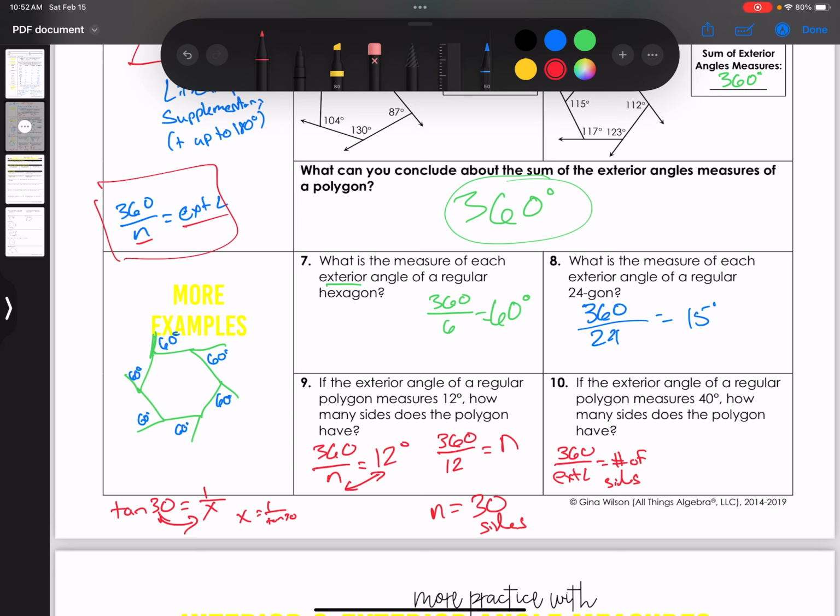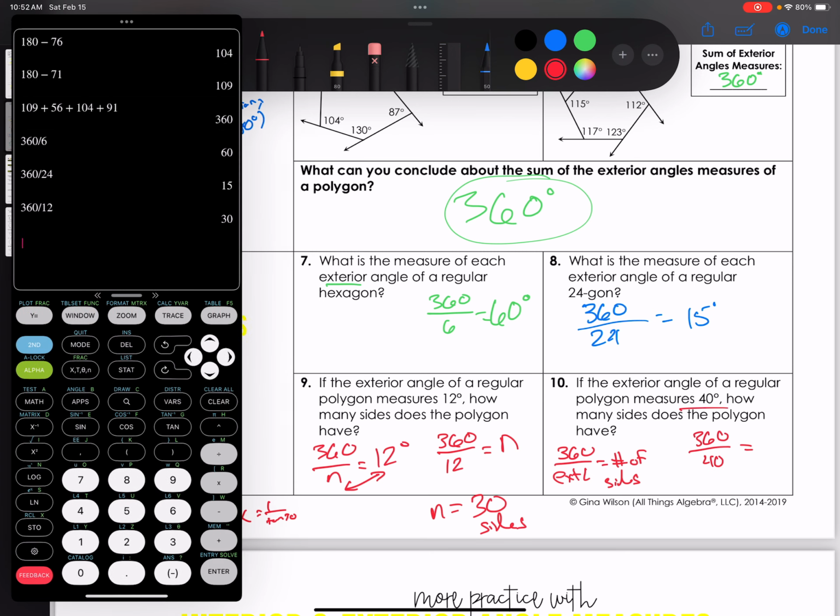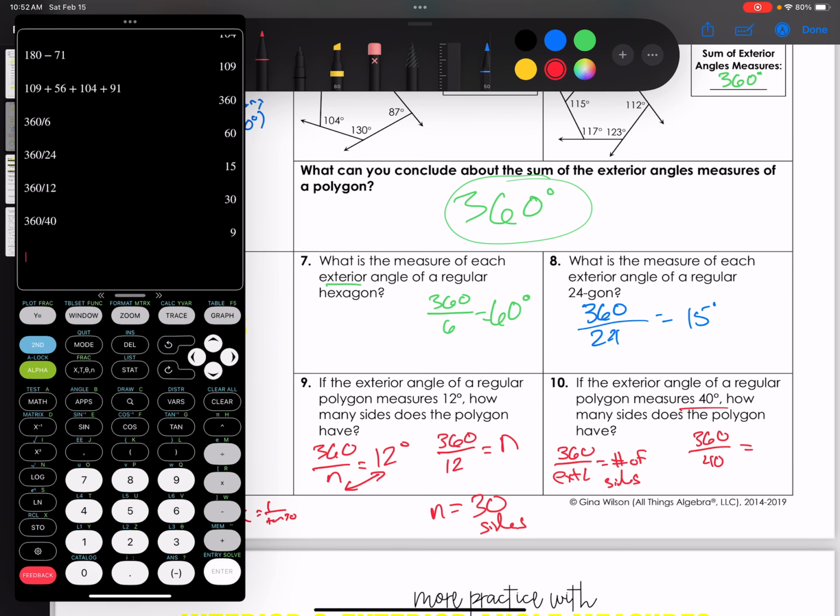If we do this one real quick, now we have an exterior angle of 40 degrees. We do 360 divided by 40 degrees, and we get 9 sides for this one.